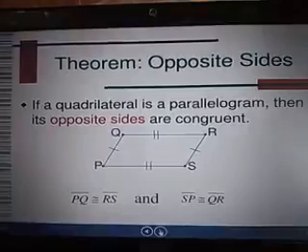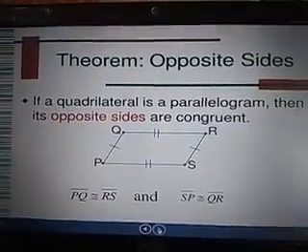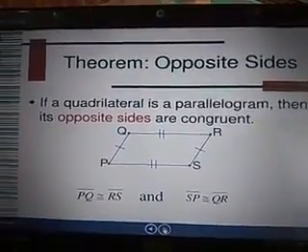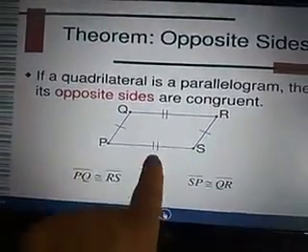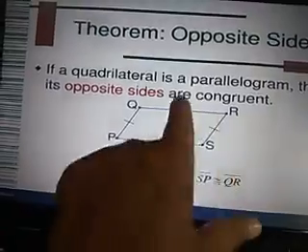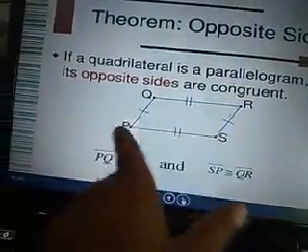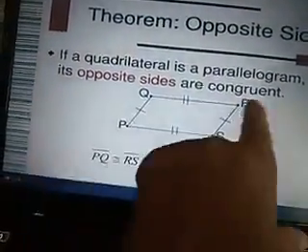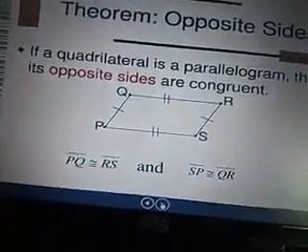The thing is that if a quadrilateral is a parallelogram, then the opposite sides are equal. If they're parallel, this is parallel to this, this is parallel to this, as we have already discussed, they are also equal. QR is going to be equal to PS and QP is going to be equal to RS.